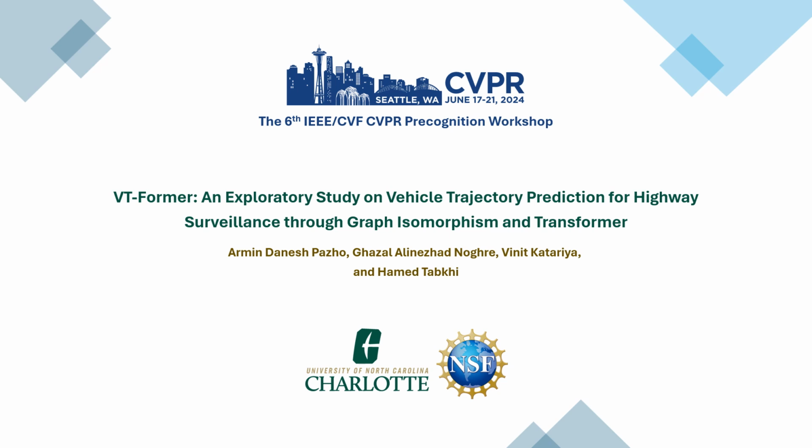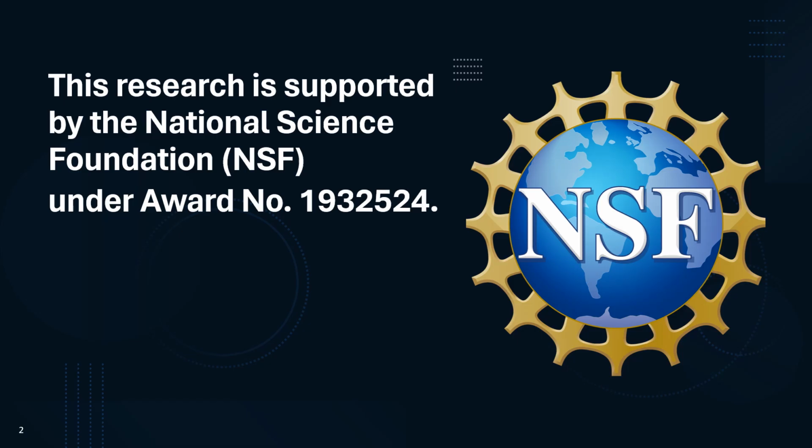Hello everyone, this is Armin, and on behalf of all authors I am presenting VT Former, an exploratory study on vehicle trajectory prediction for highway surveillance through graph isomorphism and transformer. This is a work in progress and we are happy to share our idea here. This research paper and project is supported by National Science Foundation.